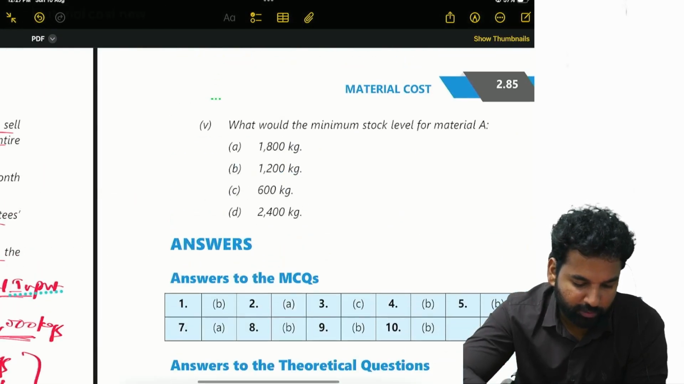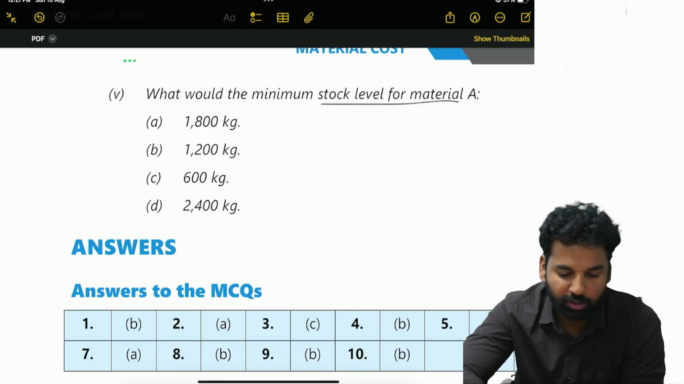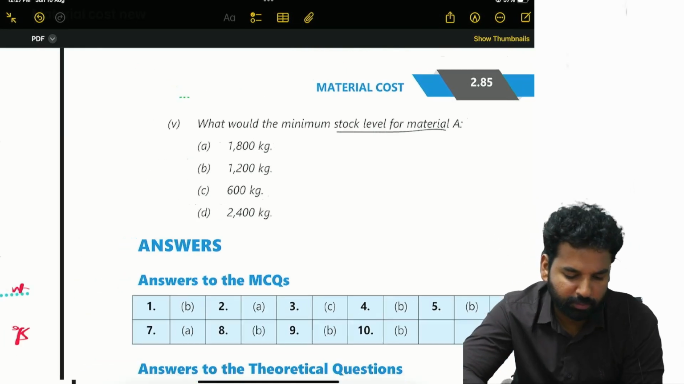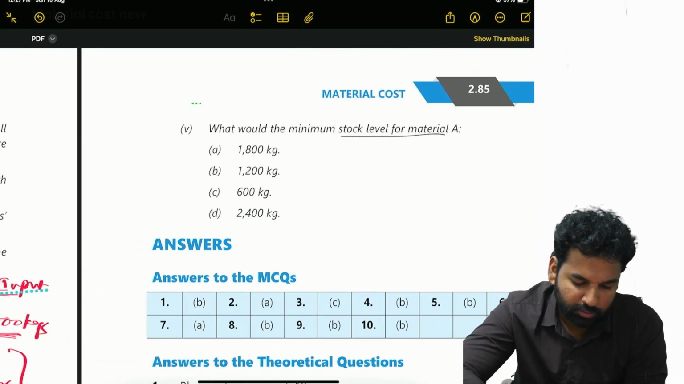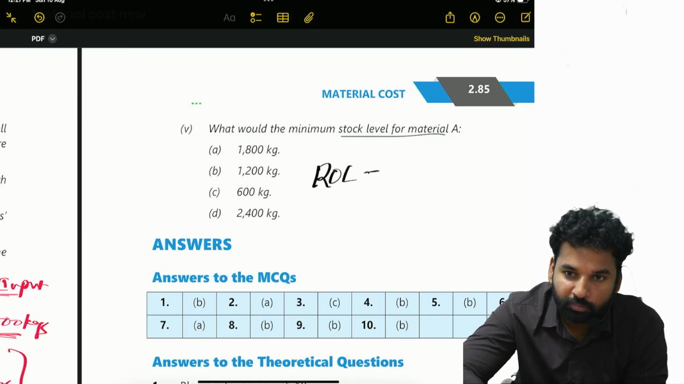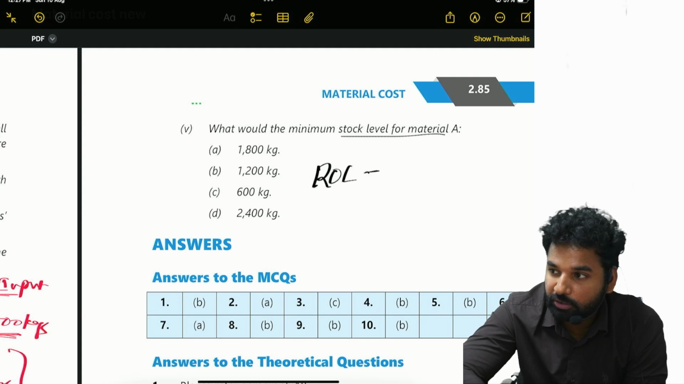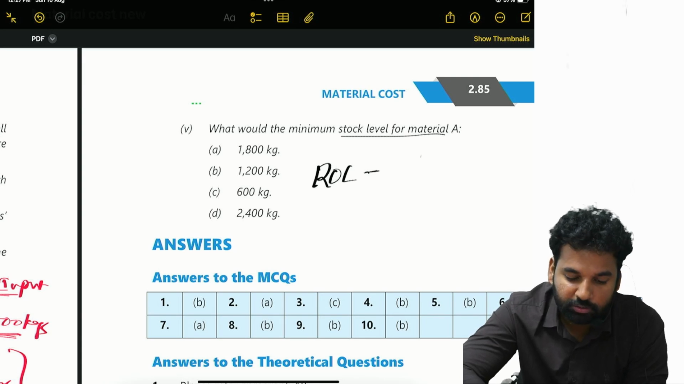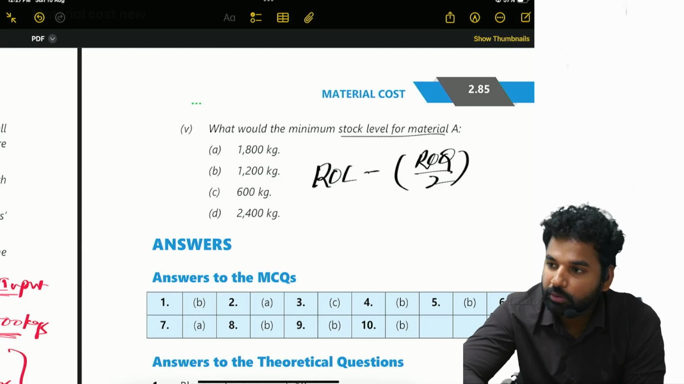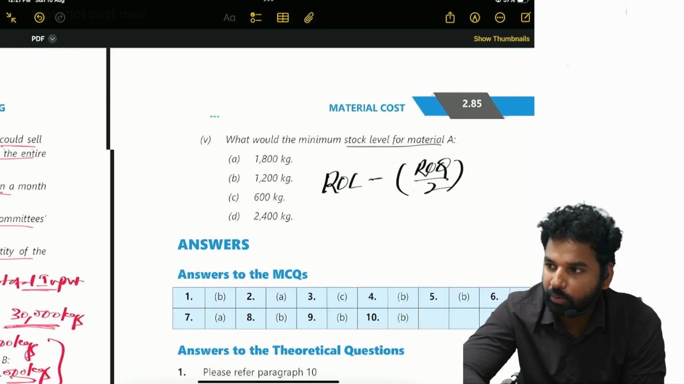So now you tell me what would be the minimum stock level of material A. What is the minimum stock level? Minimum stock level is ROL minus average consumption. What is the average? ROQ by 2.